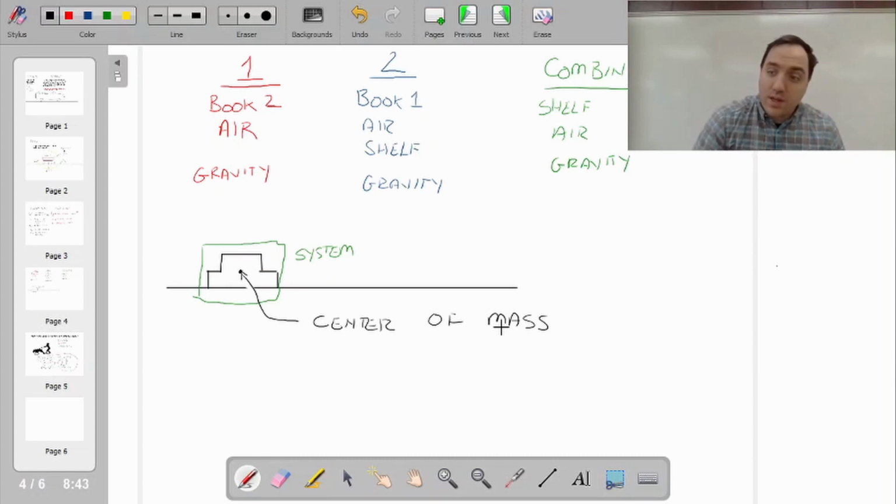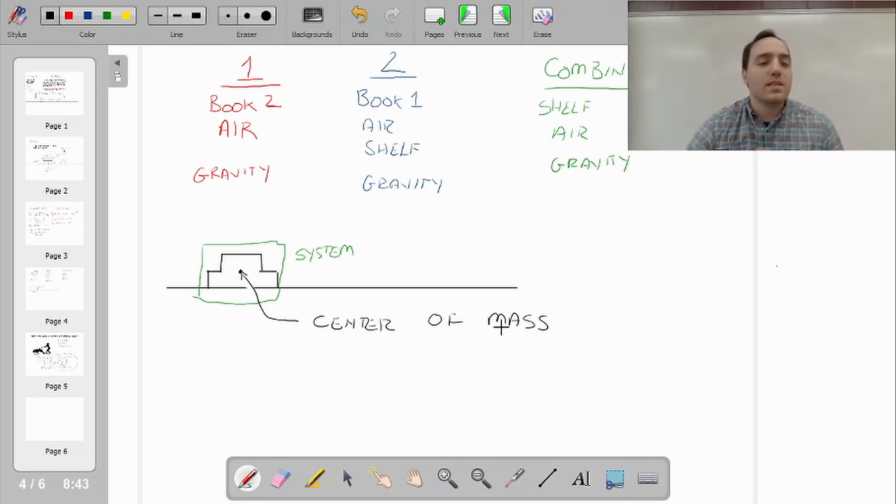Now, I can't quite do it here, but every object on the planet has one of these balance points. Some of them, say like a stapler, are harder to find. Some of them are fairly easy. A meter stick is fairly easy. It's right there in the middle. And if there wasn't any tape there, it'd be perfect. This balance point is the center of mass.